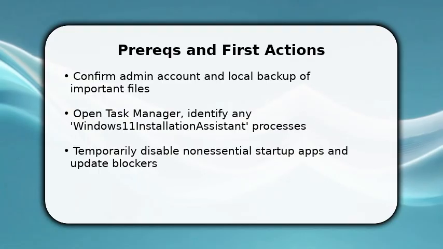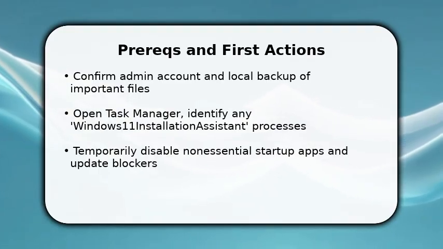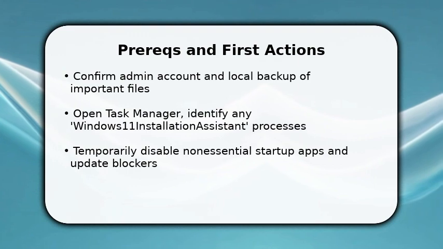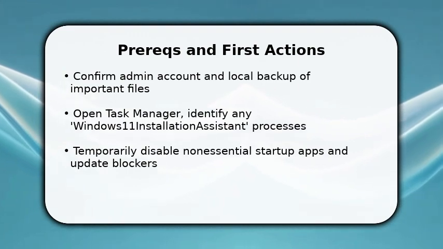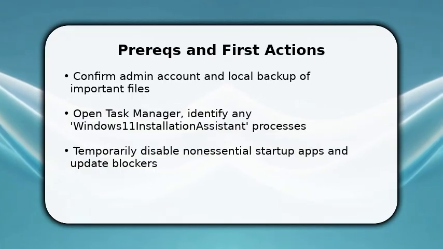If the assistant is not visible, use services to find related installer services and stop them temporarily, so you can proceed with a clean restart of the installer. Next, you perform deeper cleanup because hidden files or corrupted components can keep the assistant locked. Open services.msc and stop Windows Update and Windows Installer temporarily, then clear %temp% and the C:\$Windows.~BT or C:\$Windows.~WS folders to remove incomplete installer data.